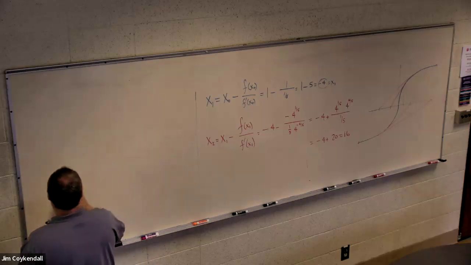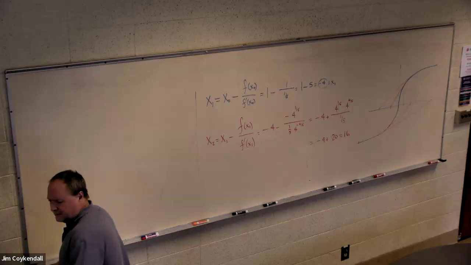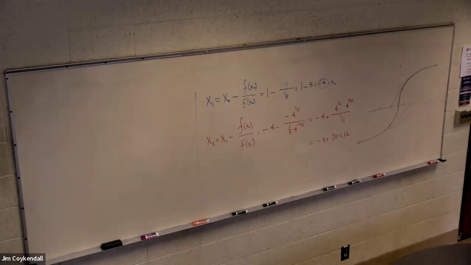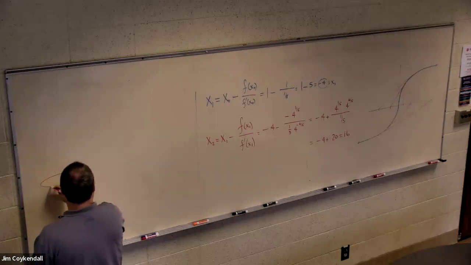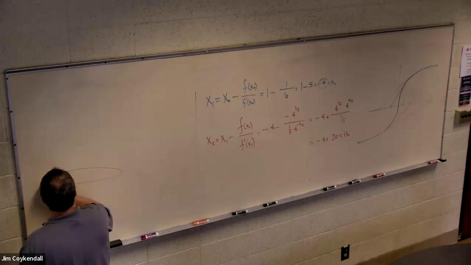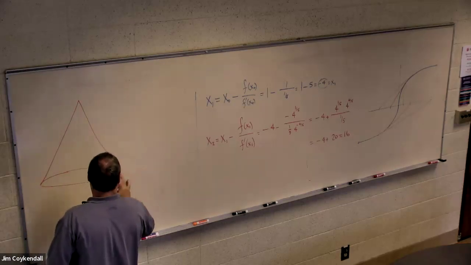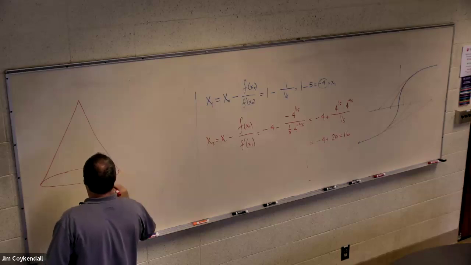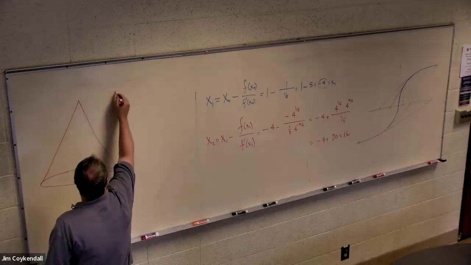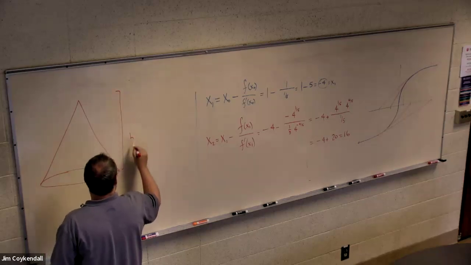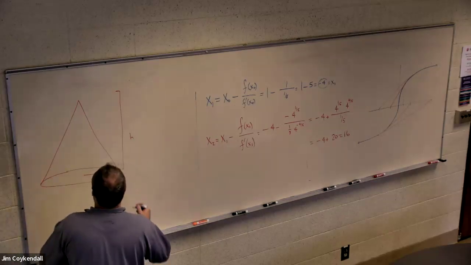Okay, this time what we have is a cone. We have this cone, base radius R and this is height H. And inside this cone, I want to put a cylinder.